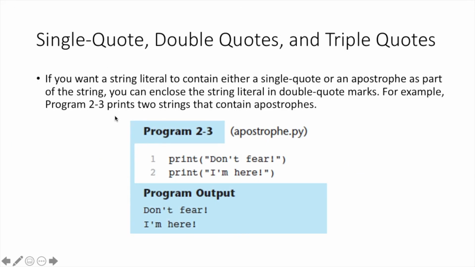Now, if you want the string literal to contain either a single quote or apostrophe as a part, we need to change the double or single quotes. How is that? If you notice, for example, I want to print "Don't fear" with this single quote here. So in order to be displayed as it is, I need to surround it with double quotes. And vice versa. Okay, this is another example. I am here, so it must be double quote, otherwise it will give you an error or a mistake. So you see now, it displayed like this.